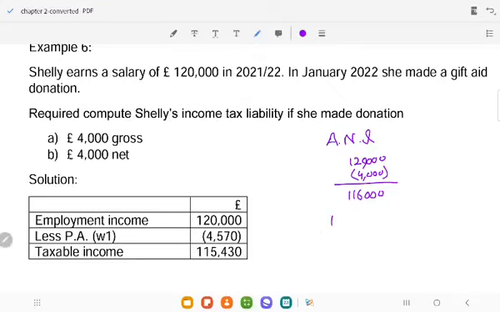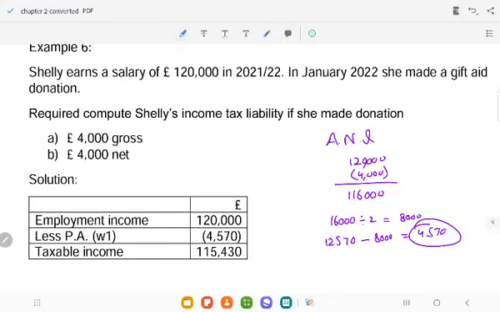For this, you have to identify the portion of adjusted net income in excess of 1 lakh, which is 16,000. Divide this by 2, you will get 8,000, and this 8,000 will be reduced from your personal allowance of 12,570. Hence your personal allowance will be 4,570. This is the first implication. So you adjust the personal allowance to 4,570 and your taxable income is 1,15,430.